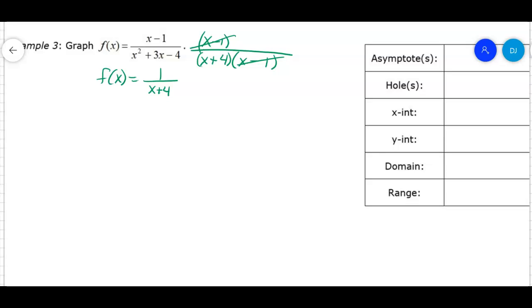Okay, so what we're going to do now is we're going to take a look at this simplified function. And we do have a hole.